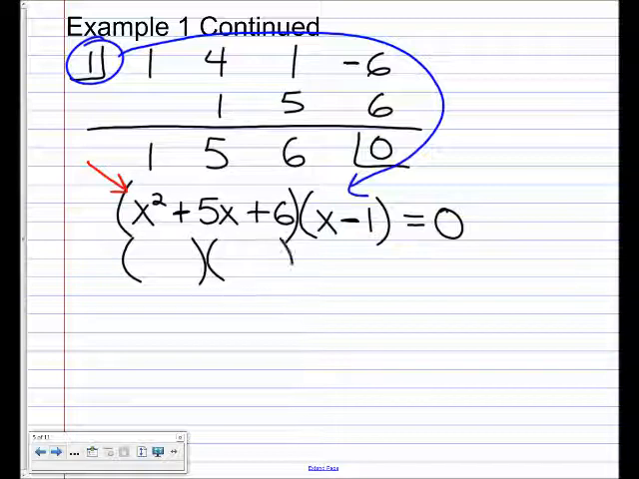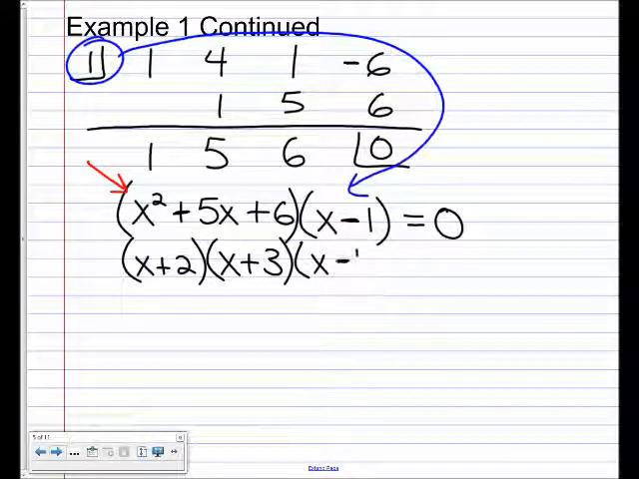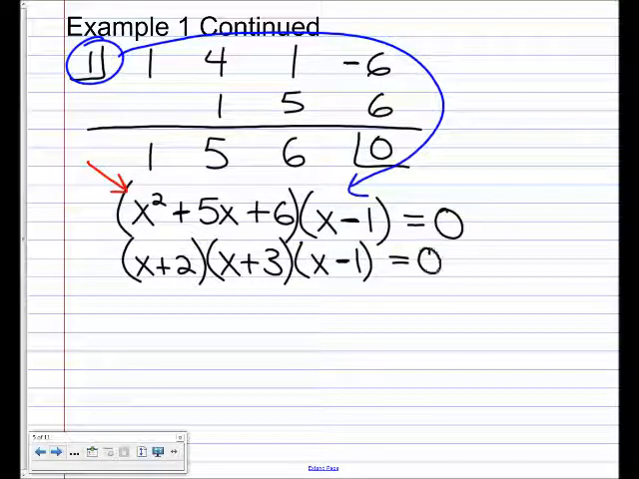So I'm going to write down 2 binomials to factor it. So I'm looking for factors of 6 that add to 5. So 2 numbers that multiply to give me 6 and also add to give me 5. And that's 2 times 3 is 6, and 2 plus 3 is 5. So those are the factors there. I bring down my x minus 1, and now I have fully factored this polynomial.